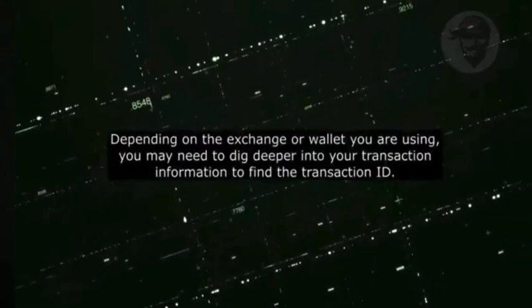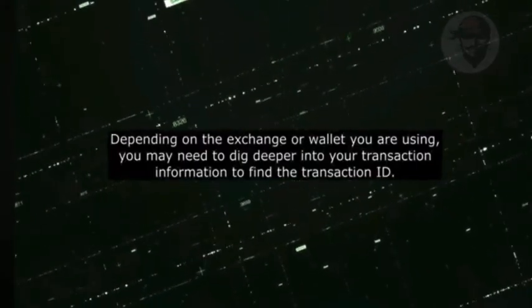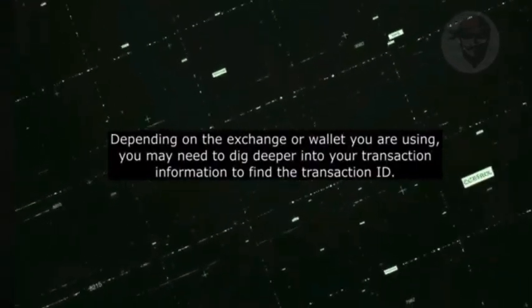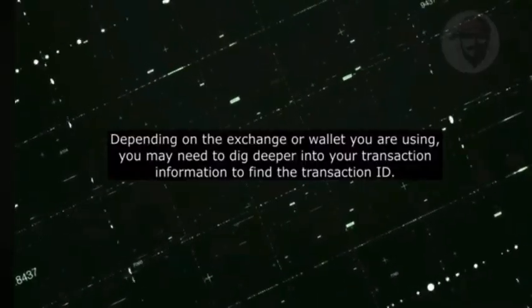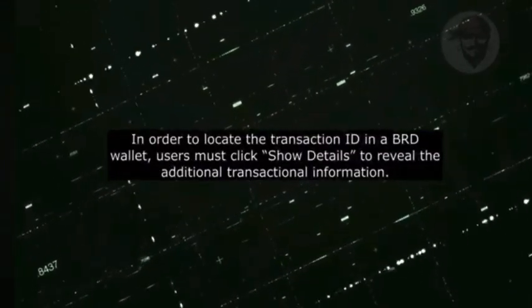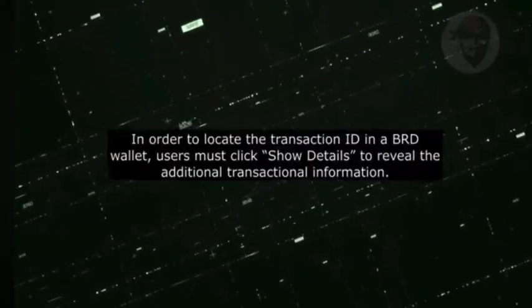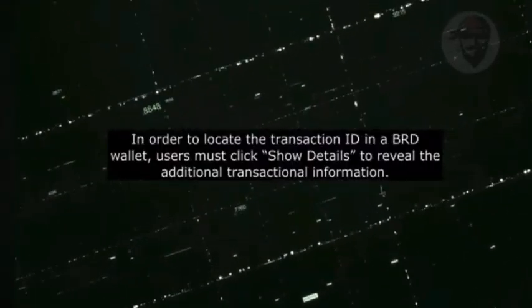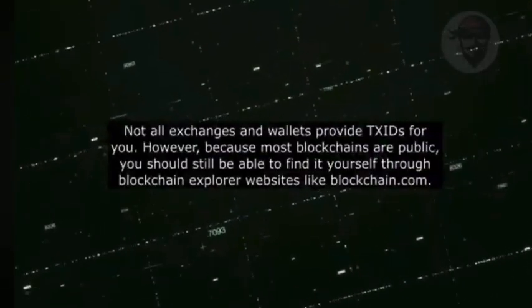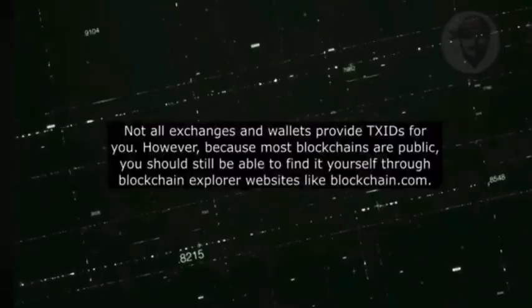Depending on the exchange or wallet you are using, you may need to dig deeper into your transaction information to find the transaction ID. In order to locate the transaction ID in a Brudi wallet, users must click Show Details to reveal the additional transactional information. I can't find my transaction ID. Not all exchanges and wallets provide TXIDs for you.